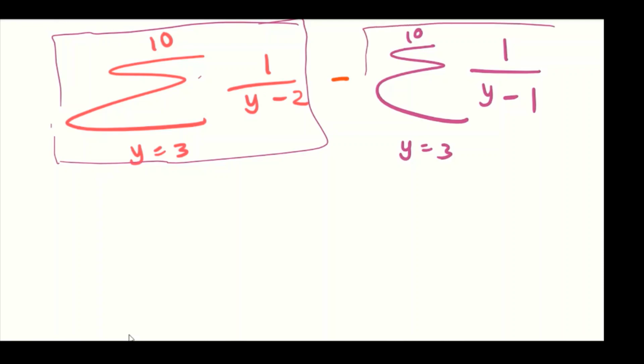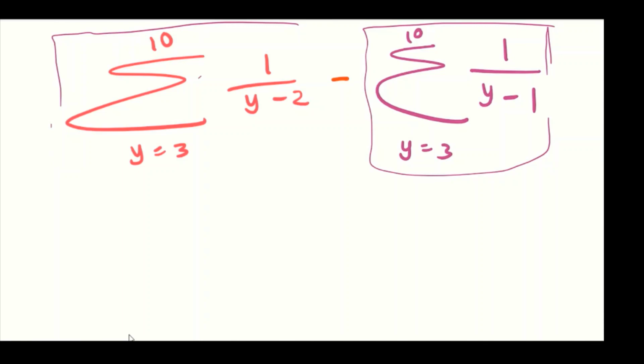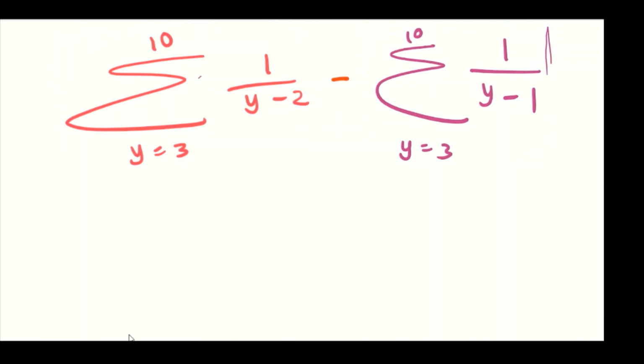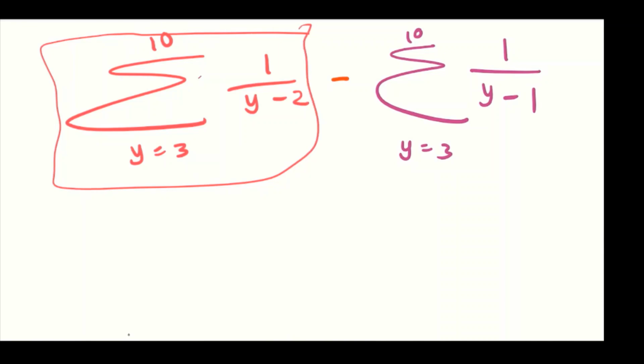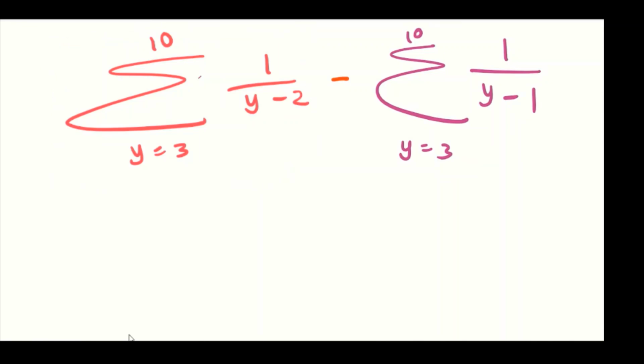And the same applies with this part here. We can just write down all the terms and subtract these ones here, right? So let's start that process. What you're going to do is first start by solving this one here, and just identify all the terms that it has. So we have the sum of 10, y equals 3, 1 over y minus 2, right?